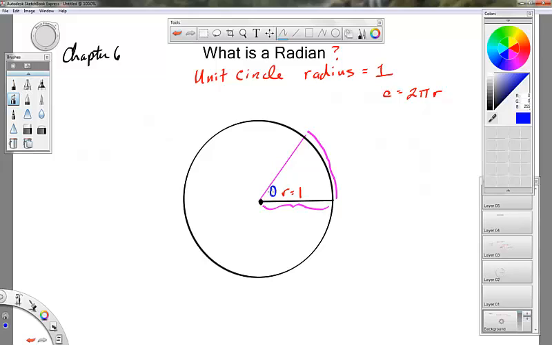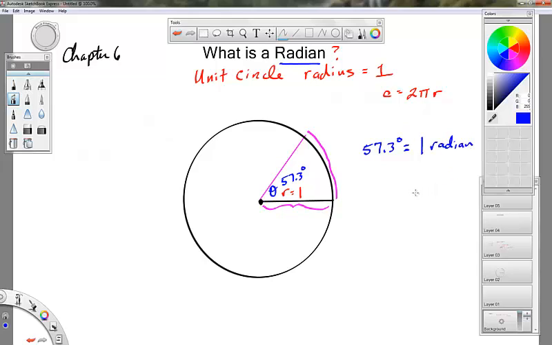which we typically call angles theta right there. And that is going to have a degree measurement. Now, the degree measurement of that angle is 57.3 degrees. 57.3 degrees is actually equal to this thing called a radian. 1 radian.